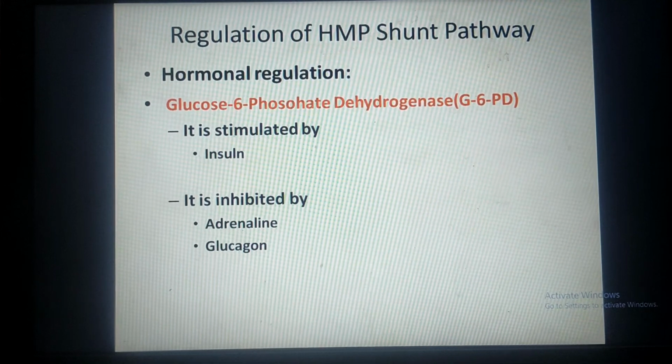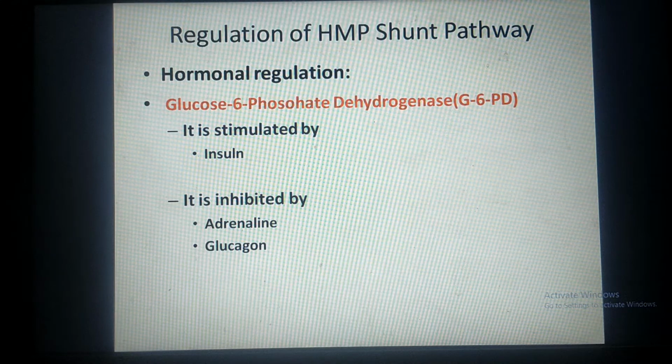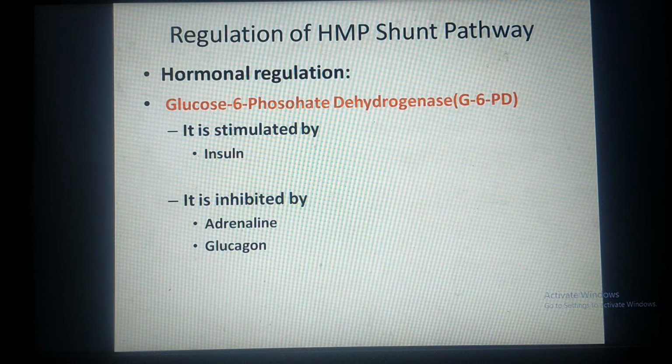First, about hormonal regulation. As I have already told you, this pathway occurs when blood glucose level is high, when the cellular glucose level is high, which is generally seen after a meal, and the hormone which is present in the post meal state is insulin. So insulin stimulates this pathway, whereas adrenaline and glucagon inhibit this pathway.